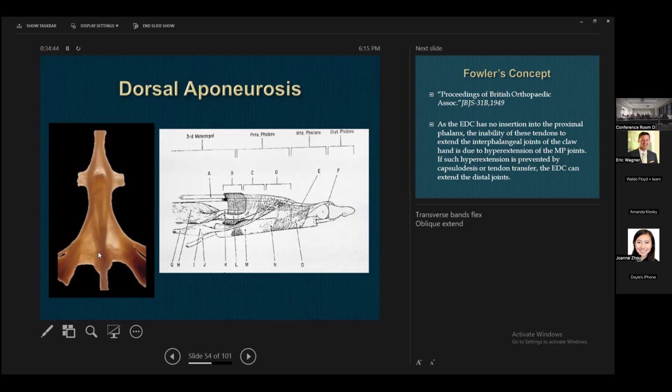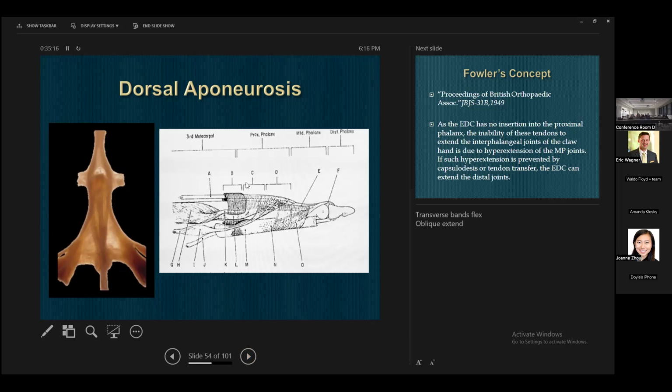If you guys watch Dr. Posner's Handy 50, it's the same talk I give to y'all occasionally. So the transverse fibers flex the MP joint. Okay. So don't ever call that the extensor apparatus. That's the dorsal aponeurosis.